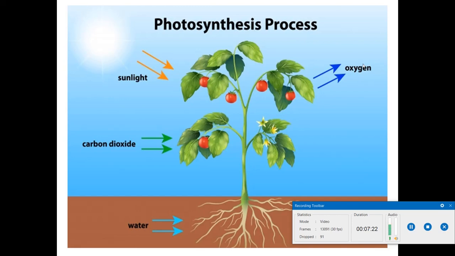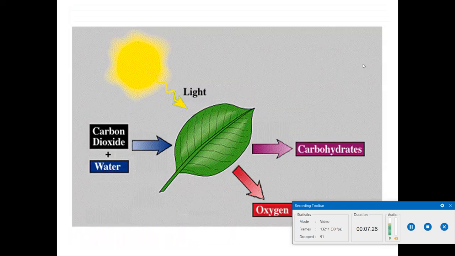Photosynthesis is the food making process in plants. Here you can see sun is a source of light here. So it is the green plant is obtaining the sunlight, carbon dioxide and water. In the presence of a green pigment, it is converting this carbon dioxide water into carbohydrate and also giving out oxygen.